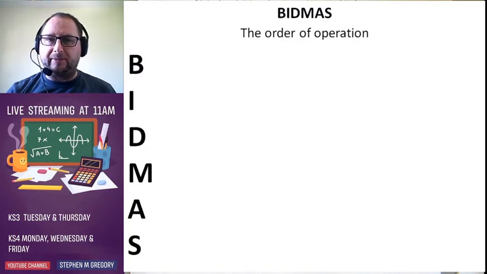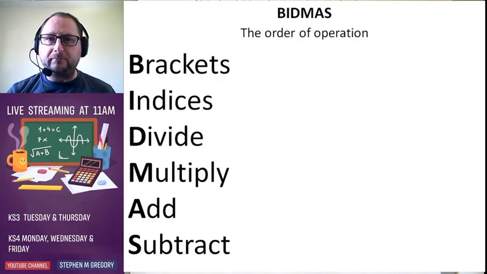So, BIDMAS, what does it stand for? It stands for brackets, indices, divide, multiply, add and subtract. This is the order in which we will do the functions in the question, the operations in the question. We don't read left to right, which we do when we read a book, of course. That's how English works. But in maths, we look for the functions in a particular order.